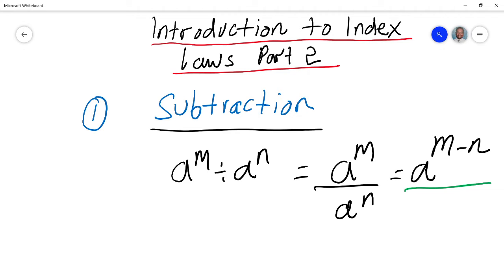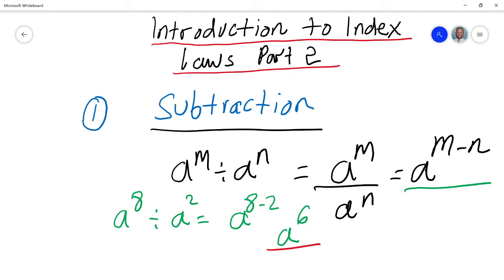A simple example: let's say you've got a to the power 8 divided by a to the power 2. That's going to be a to the power 8 minus 2, which eventually becomes a to the power 6. So these are examples of the basic laws that we talked about in my previous video, Introduction to Index Laws Part 1.